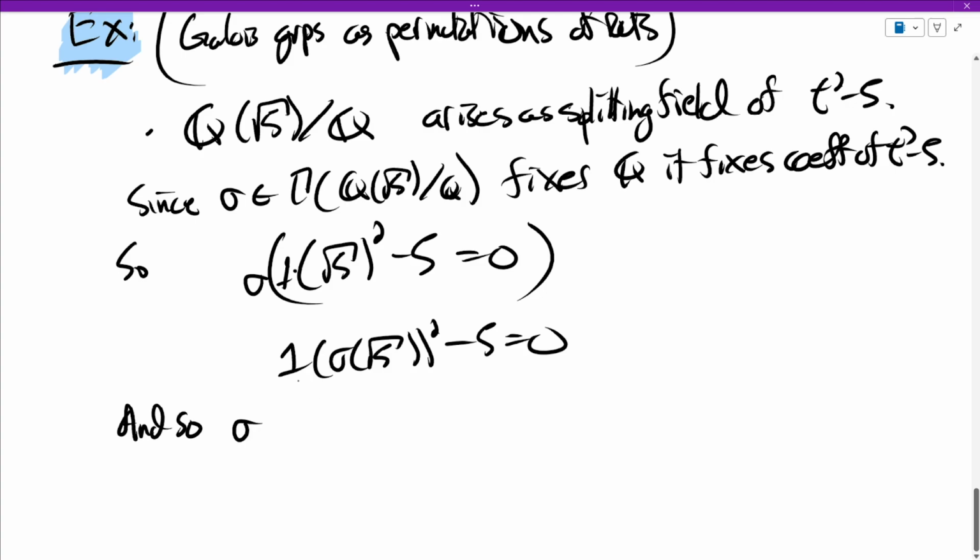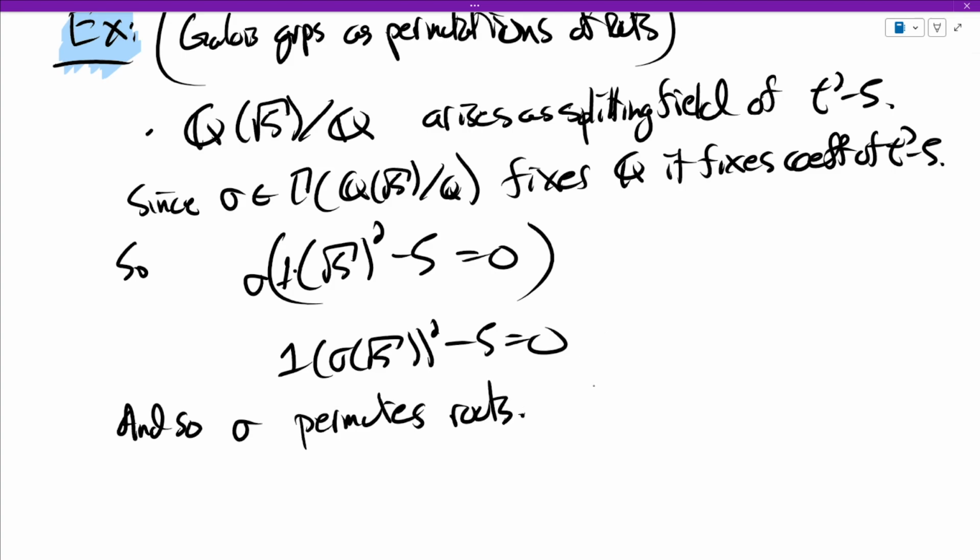And so what this is saying is sigma sends one root to another root, right? It doesn't send it to a non-root. Sigma moves roots around. And in fact, we have a better way of saying it. It permutes the roots. It does it in a bijective way.